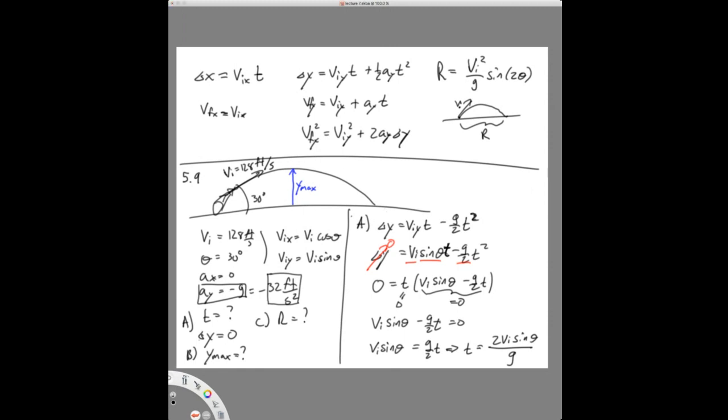But another way we could do it is just solve for the time when we're at the top. That's what we've already been doing in chapter 2. And who remembers how we would say that we're at the top in chapter 2? How did we express being at the top mathematically?